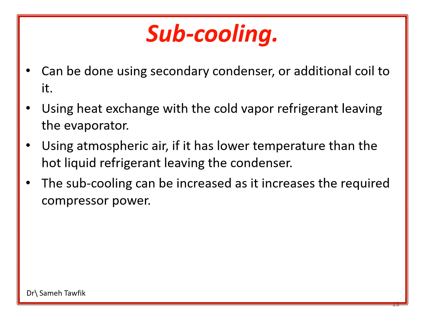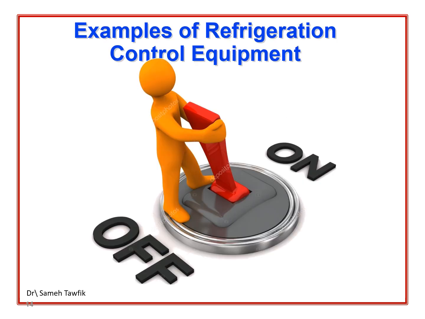Subcooling can be done using a secondary condenser or an additional coil to it, using heat exchange with the cold vapor refrigerant leaving the evaporator, or using atmospheric air, if it has a lower temperature than the hot liquid refrigerant leaving the condenser. The subcooling can be increased as it increases the required compressor power. Examples of refrigeration control equipment.